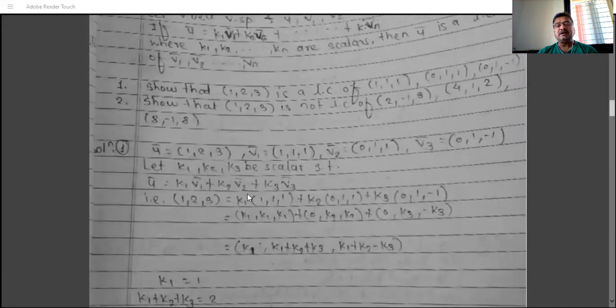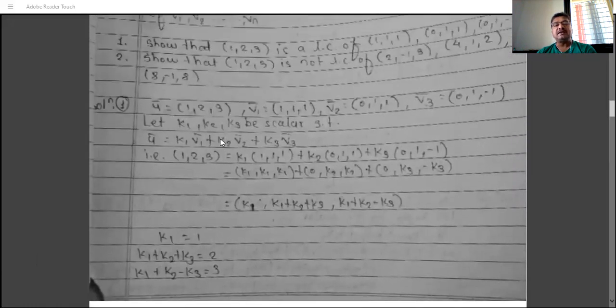Augmented matrix. We write the augmented matrix. Already we have seen in the first chapter that systems are either consistent or inconsistent. This is a non-homogeneous system. It may be inconsistent. If the system is inconsistent, it means K1, K2, K3 do not exist, and in that case we say this vector U bar is not a linear combination of V1, V2, V3.